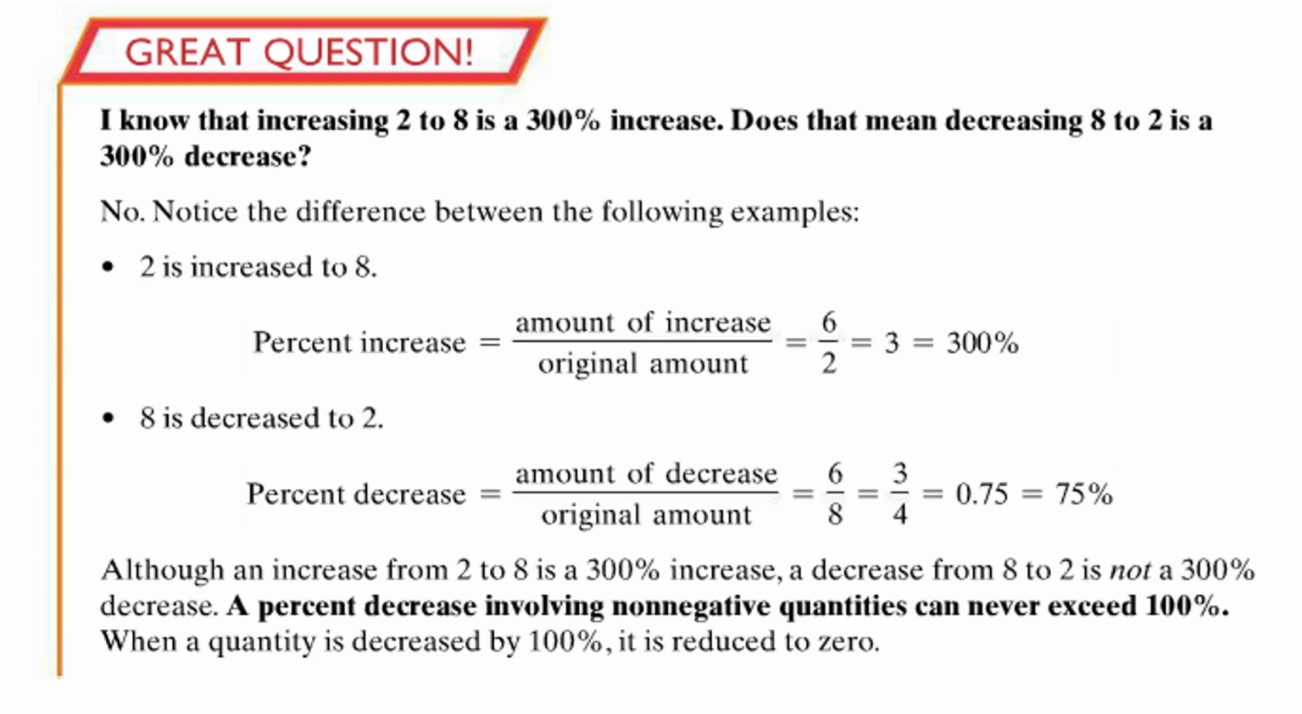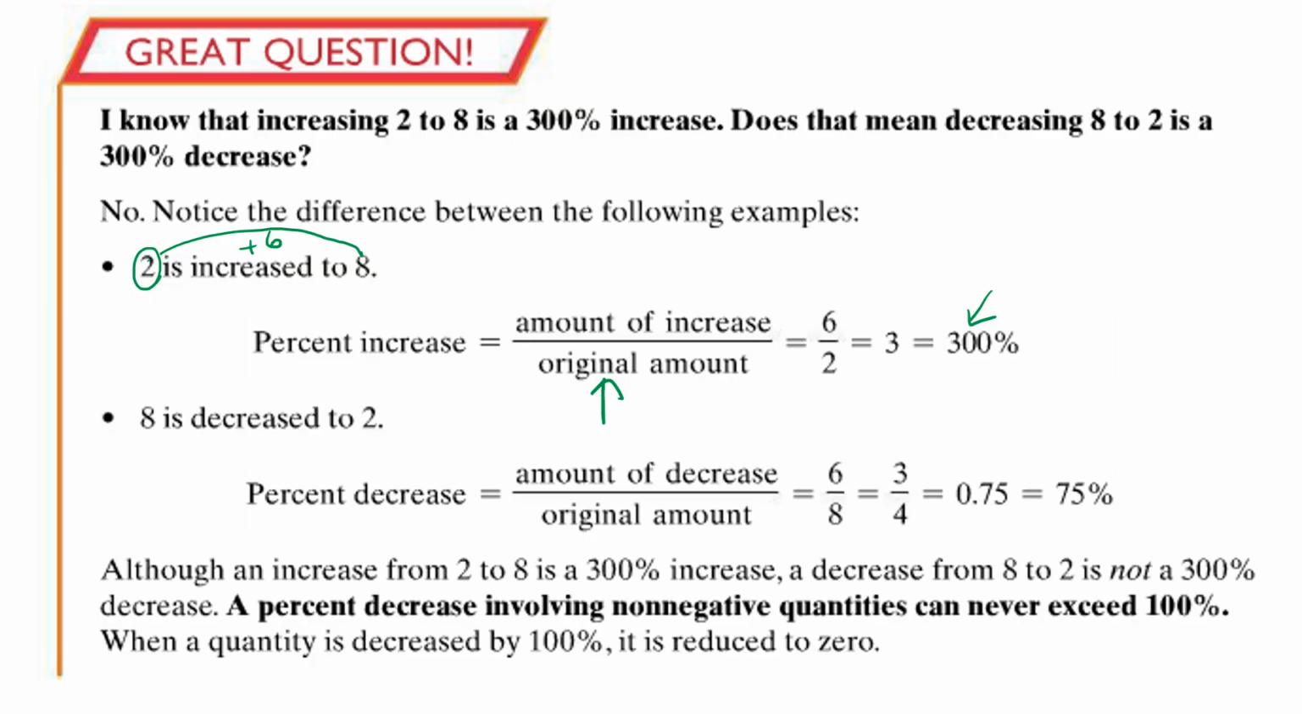So from 2 increased to 8, right? If we use our idea that the amount of the increase, from 2 to 8, that's 6. The amount of the increase is 6 over the original amount, which is 2, so that's 300%.